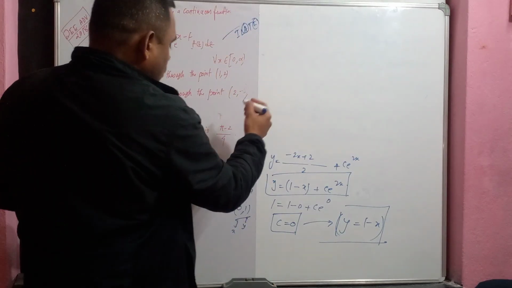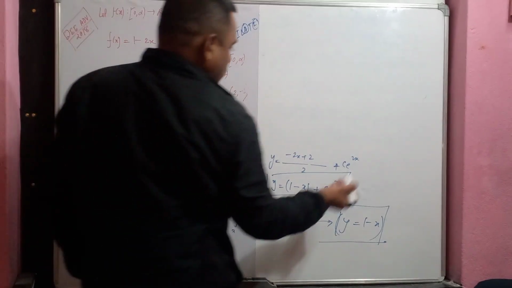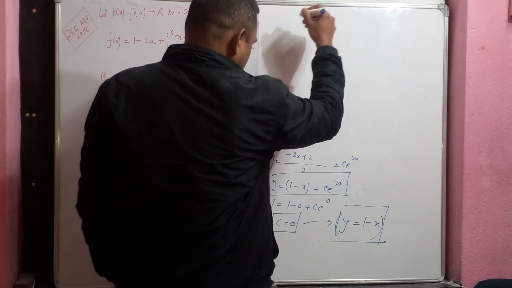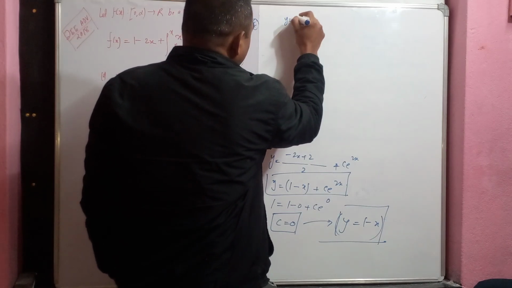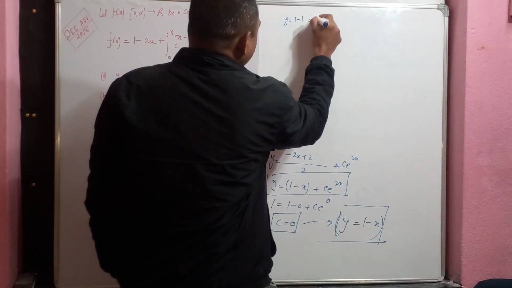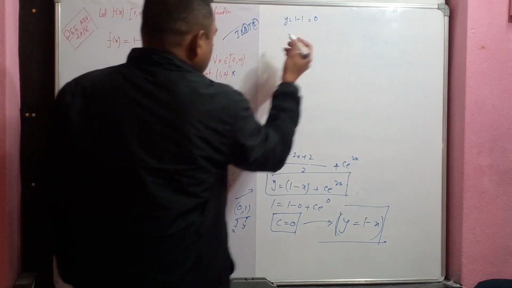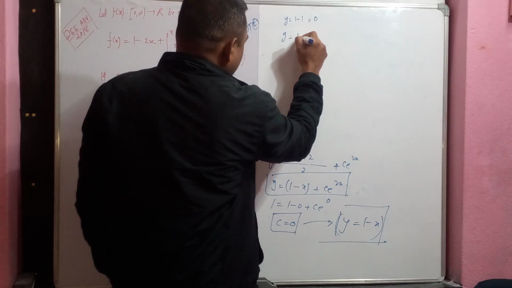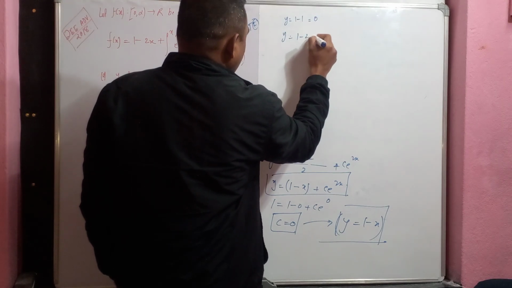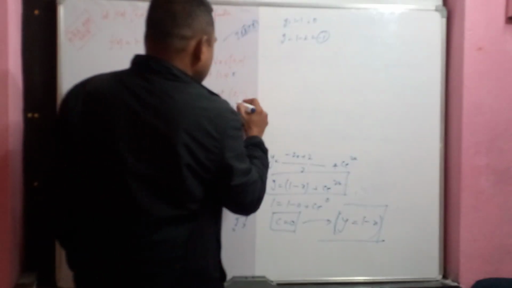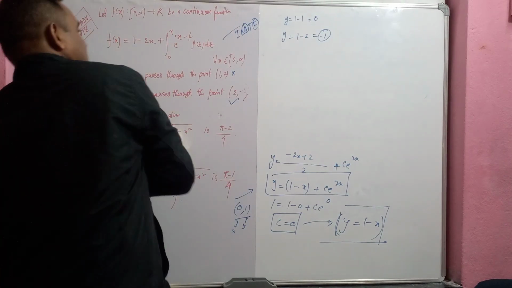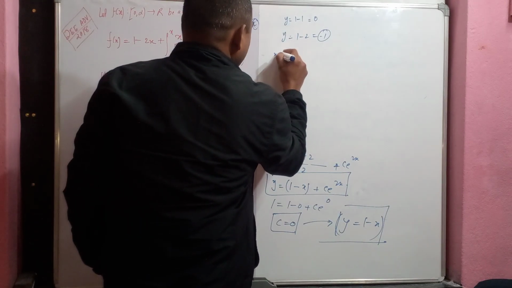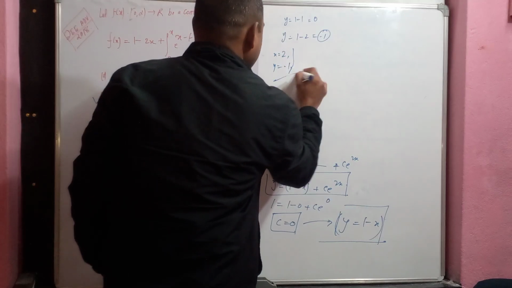See, so 1, 0, 1, 0, substitute 1 here. So let's see if y is 2 or not. No, if you substitute 1 here, y becomes 0, so this is not correct. Let's see whether, if you substitute 2 here, y becomes 1 minus 2. Yes, y is -1, so this is correct. This is a correct statement. When x is 2, y becomes -1, so correct.